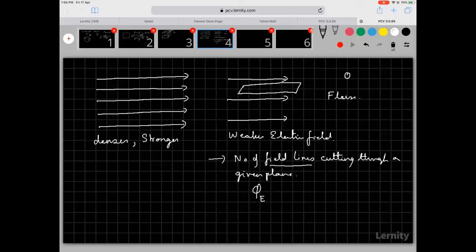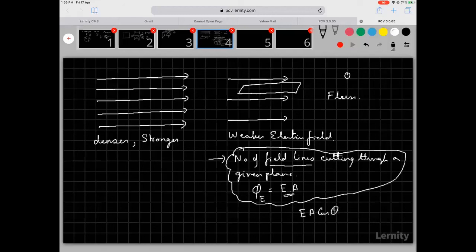Mathematically, electric flux is equal to E dot A. Electric flux is the number of field lines which are cutting through a given cross-sectional area or given cross-sectional plane. Then mathematically, electric flux is equal to E dot A. So if you understand E dot A, it is equal to EA cos theta.